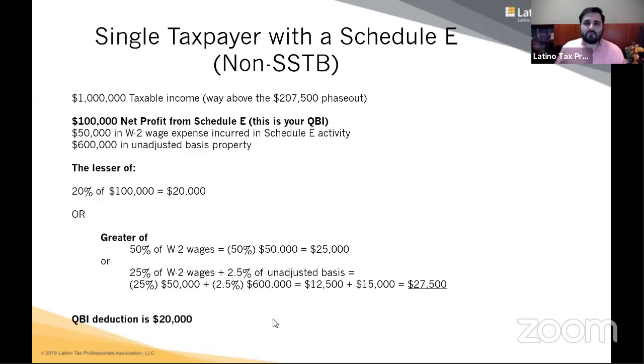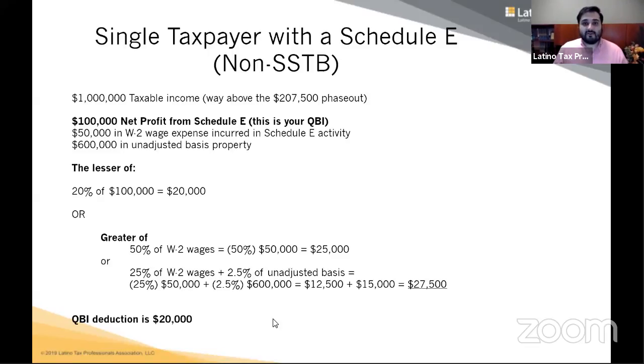First, you take 20% of QBI. 20% of QBI is $20,000 because QBI is 100,000 in this case, right? You compare that to the greater of 50% of the wages. So again, there's $50,000 in wages. So half of the wages is $25,000, or 25% of the wages plus 2.5% of the unadjusted basis of the asset. So 25% of 50,000 plus 2.5% of 600,000. Do the math. That equals to 27,500.